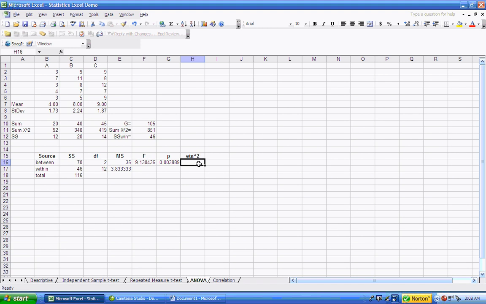Eta squared, one of the measures of effect size we discussed, is the sum of squares between divided by sum of squares total. It'll be easy to get in this case. We just take sum of squares between, which is in C16, and divide it by sum of squares total, which is in C18. And that's our eta squared value. So we account for about 60% of the variability in our study with our independent variable. That is a fairly simple way of calculating the analysis of variance. In this case, our F value with 2 and 12 degrees of freedom is 9.13. The significance is p less than 0.01, and eta squared equals 0.60.